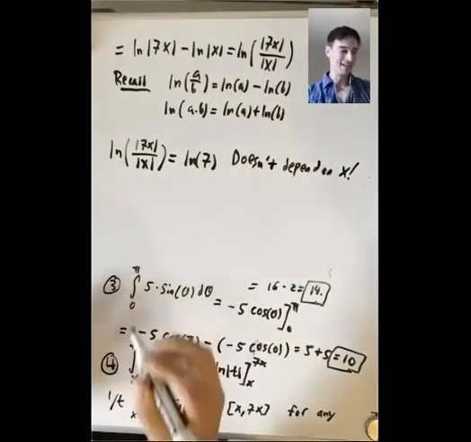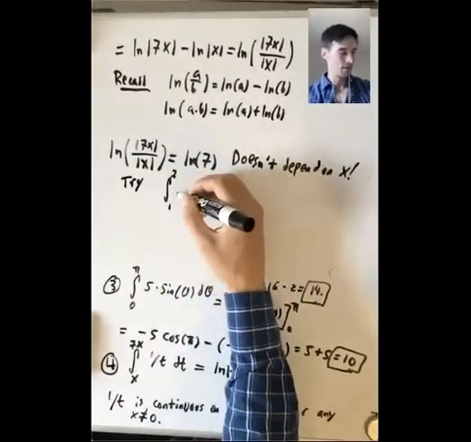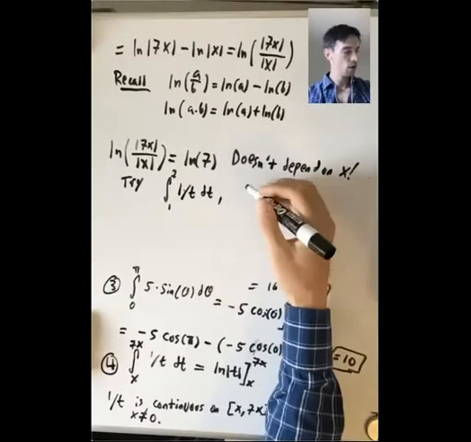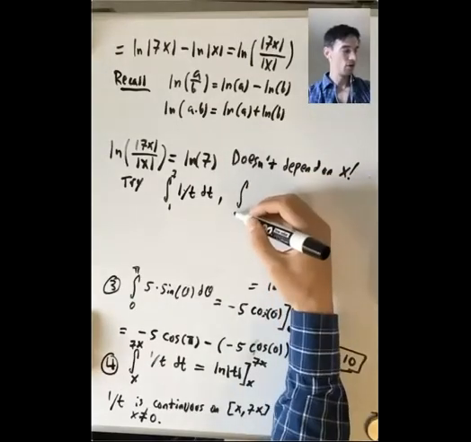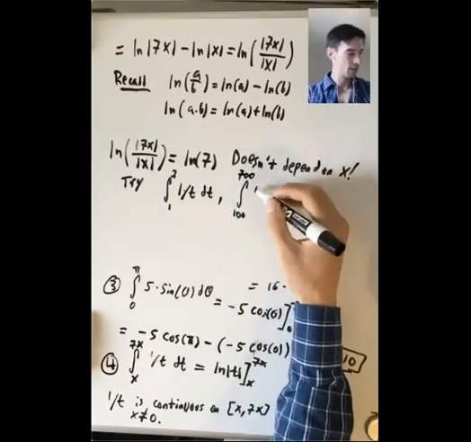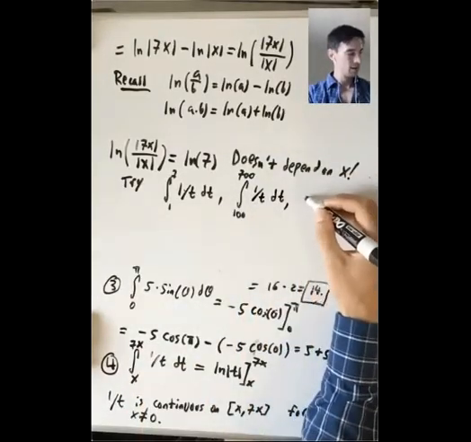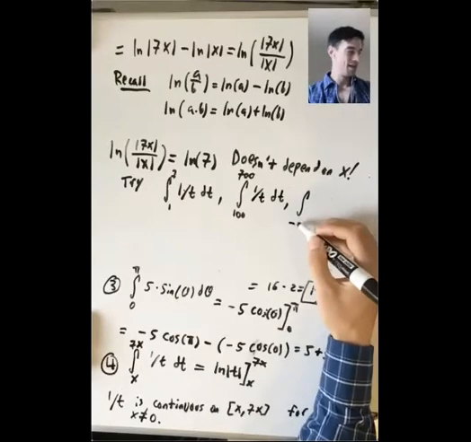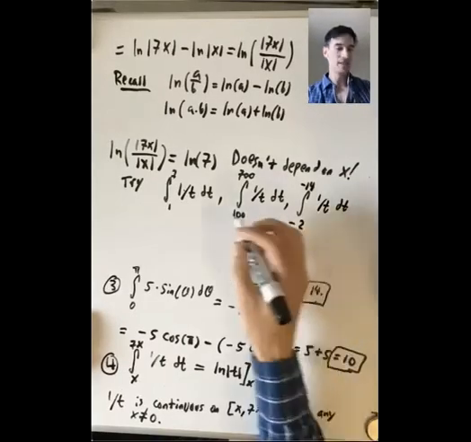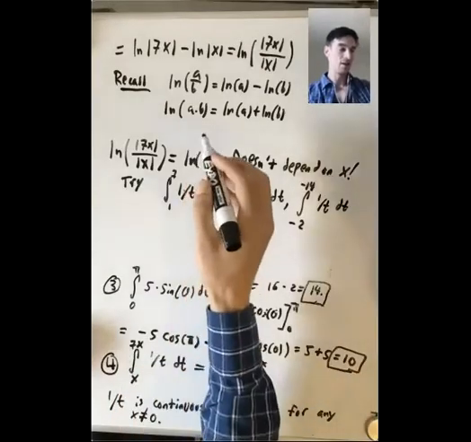And if you don't believe me, just try it. Try the integral from 1 to 7 of 1 over t dt, or the integral from 100 to 700 of 1 over t dt, or the integral from -2 to -14 of 1 over t dt. And you'll see that in all of these cases, which are all instances of this integral for different values of x, you're going to get natural log of 7.